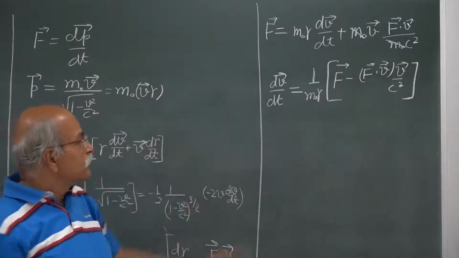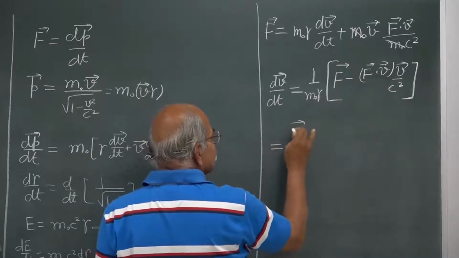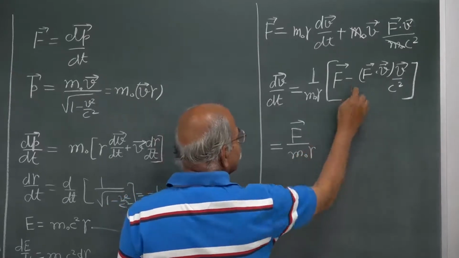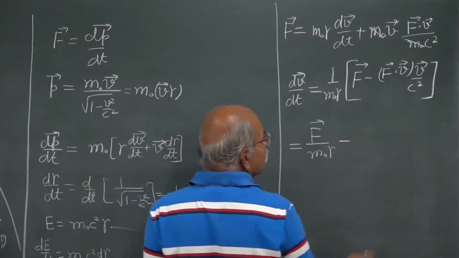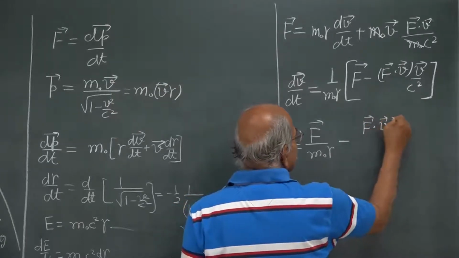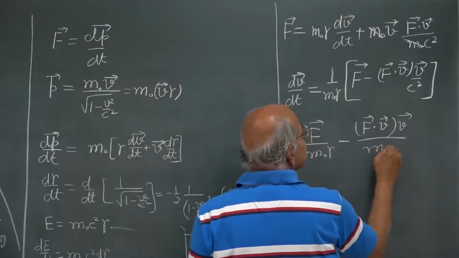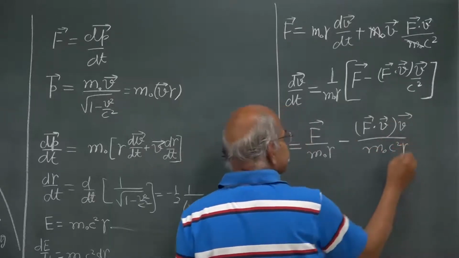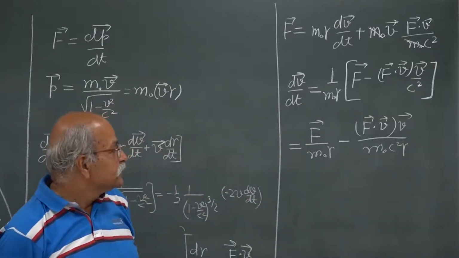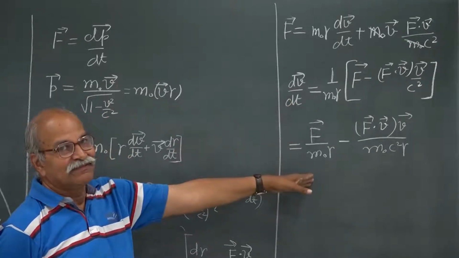So you have two terms. dv/dt is equal to, the first term is F divided by m naught gamma, and then you have another term which is minus F dot v, then v, over m naught c square gamma. Okay, so this is how acceleration is related to the force.